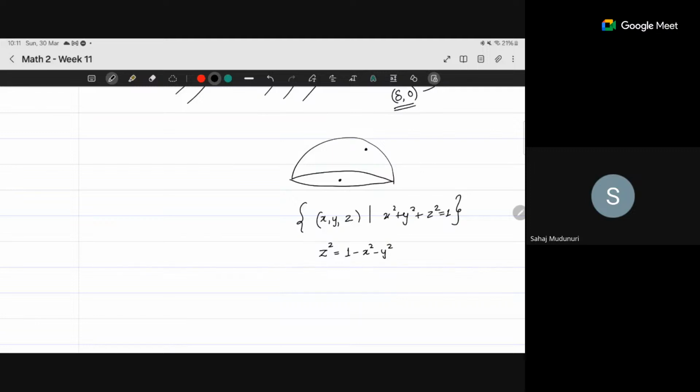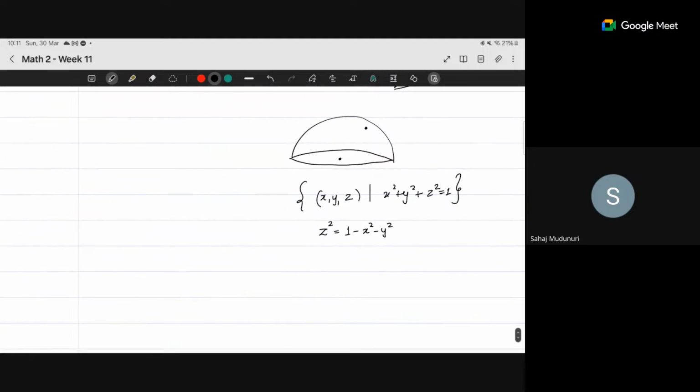If z square is equal to 1 minus x square minus y square, if you want to write this as a graph, you have to write it as z is equal to something, right? That is the graph of a function. But if you take a square root, there are two values, plus or minus. So the whole sphere itself does not become a graph. But if I take one choice, which is plus, I'll get the upper hemisphere. Minus will be the lower hemisphere. So both of these are graphs, but the sphere itself is not a graph.